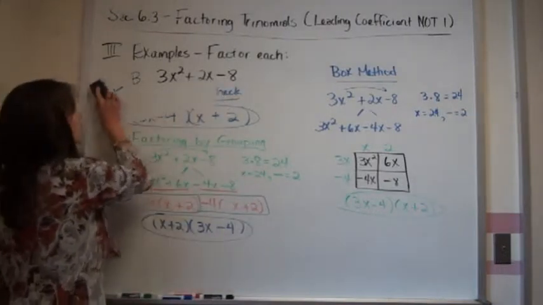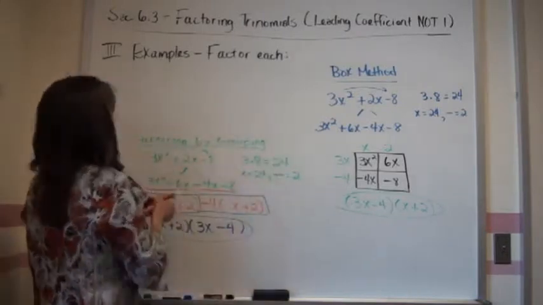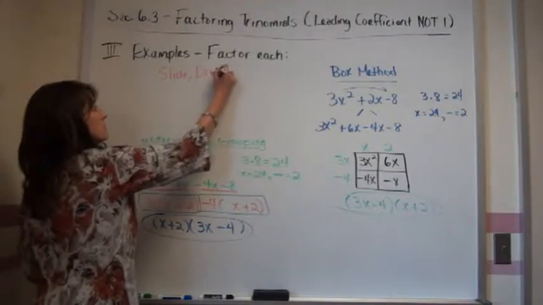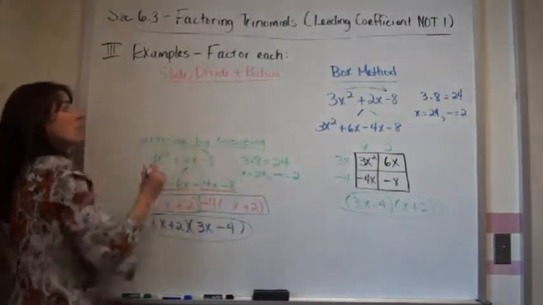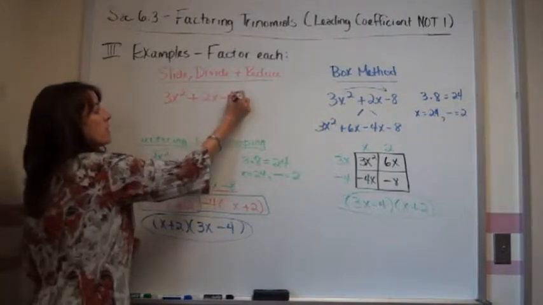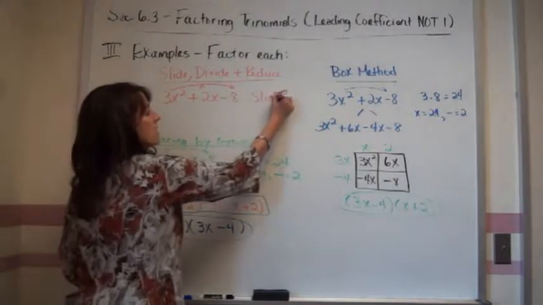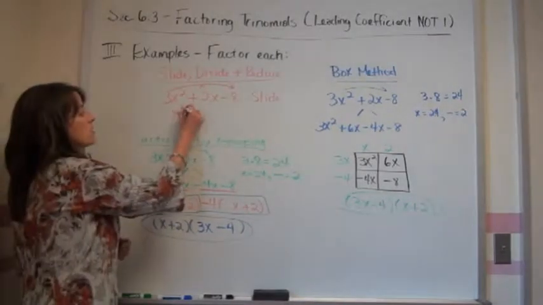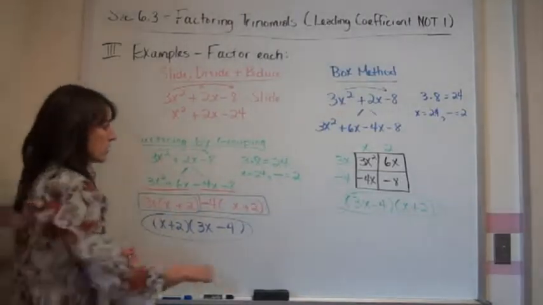So now let's take a look, lastly, at slide, divide, and reduce. With slide, divide, and reduce, we start off with our trinomial that we began with. The first step is to slide that out by multiplication. Here's the slide. When we slide it out by multiplication, we're left with x squared plus 2x minus 24. That creates a trinomial that's very easy to factor.